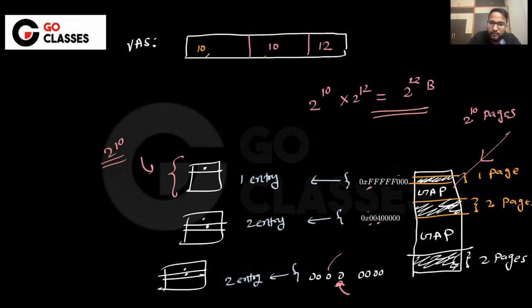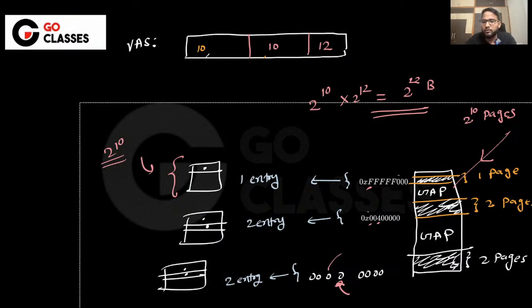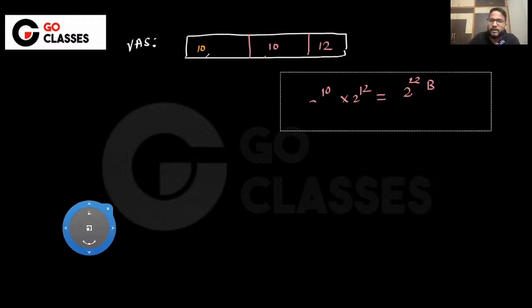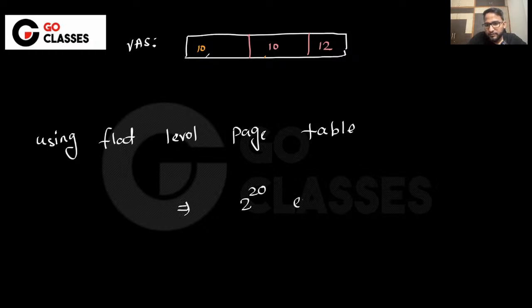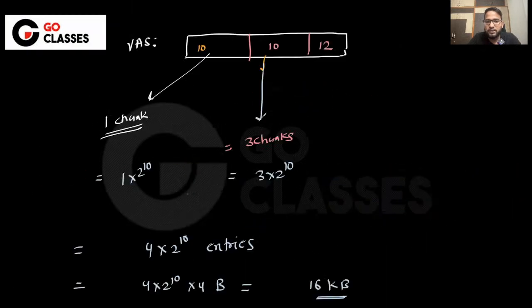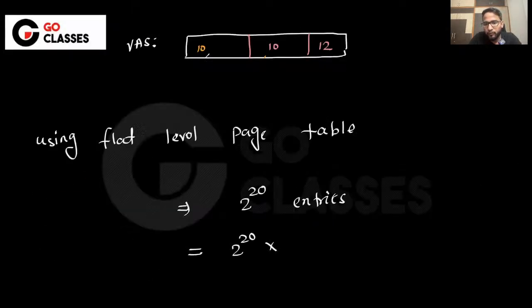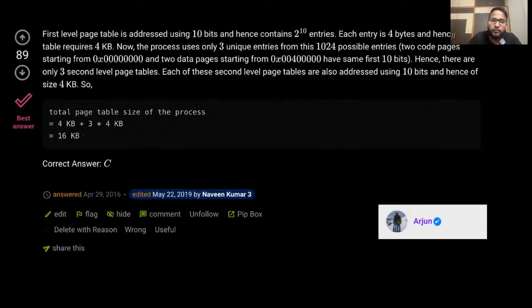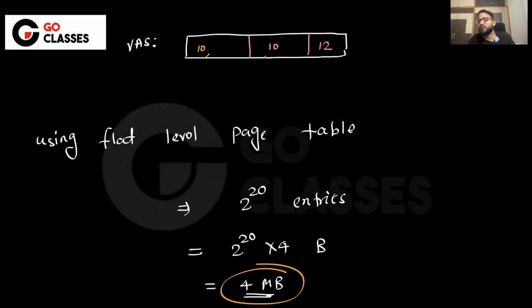So using the flat level page table, if I do, can you tell me the size? It's very easy. Using the flat level page table, it is basically 2 power 20 entries, right? Each page table entry, as they are saying in this question, is 4 bytes. So 2 power 20 into 4 bytes, which is actually 4 MB. See, using the flat level page table, you need 4 MB of page table, and here you just need 16 KB.